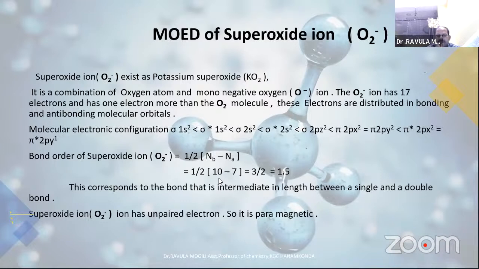10 minus 7. Bonding electrons is 10, anti-bonding electrons is 7. So therefore 3 by 2. So what is about here? Bond order is 1.5. It is less than O2 molecule. This corresponds to the bond that is intermediate in length between a single bond and a double bond. Superoxide ion has unpaired electrons, so it is paramagnetic in nature.